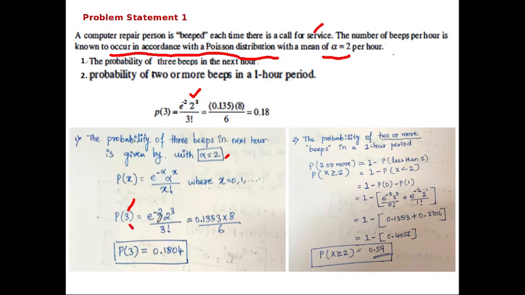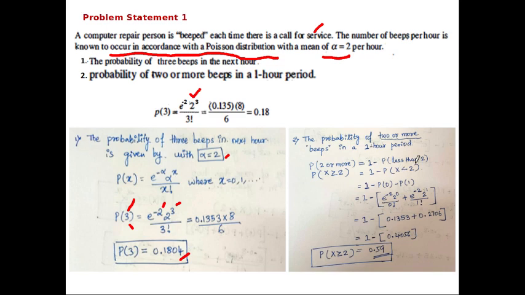So, that is e raised to minus alpha, where the alpha value is 2, and alpha raised to x is 2 raised to 3, divided by 3 factorial. After evaluating the equation, we get the final value as 0.1804. This is the probability of 3 beeps in the next hour.